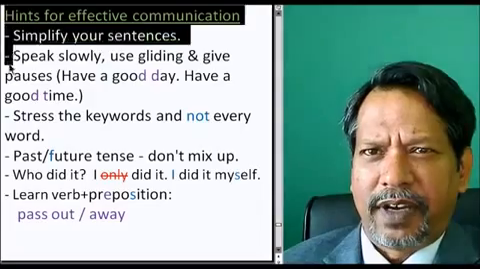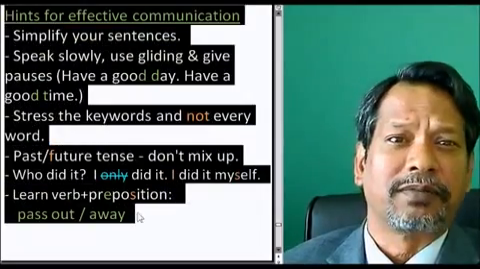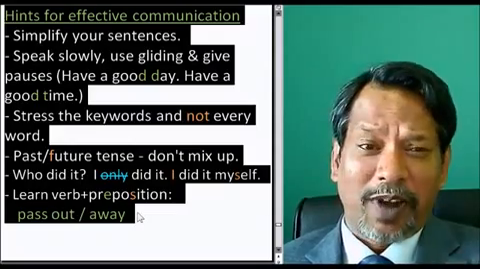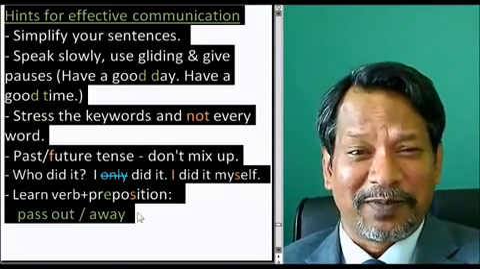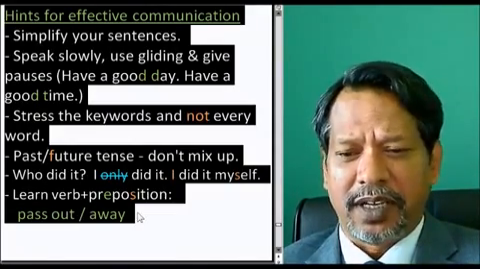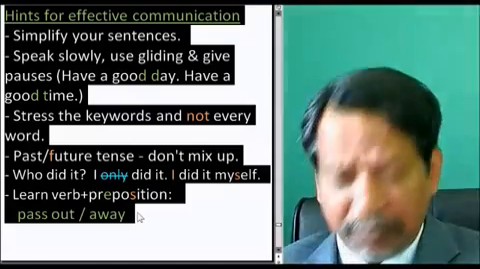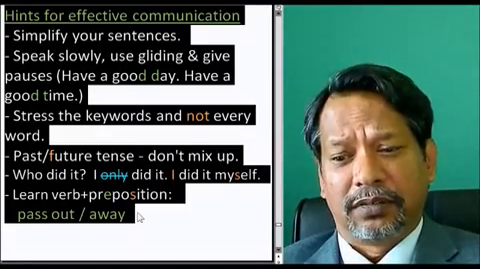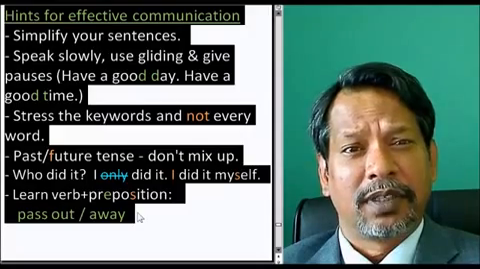Okay, hints for effective communication. Pay attention. Many people know English very well. They can read and write, but when it comes to communication, they fail. They are not very good at it. There are many reasons for that. It's unfortunate, but you're lucky. You're going to get some very good hints.